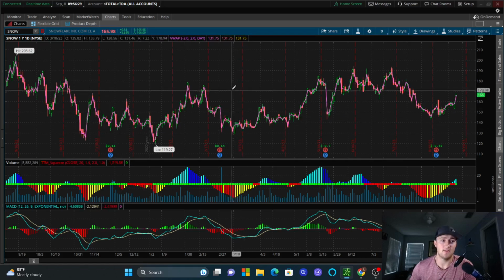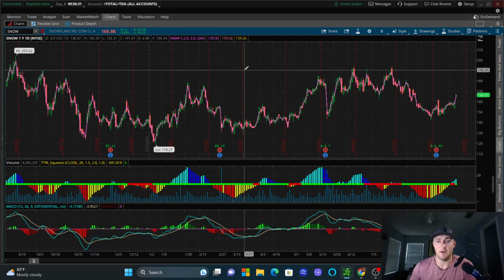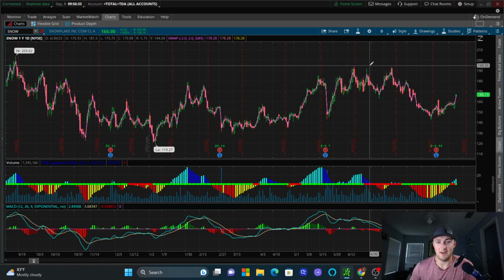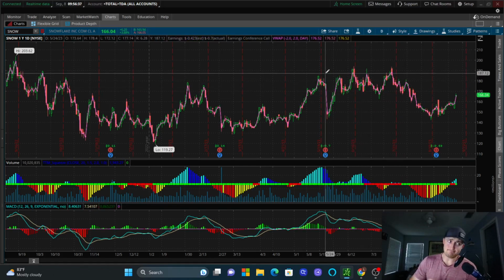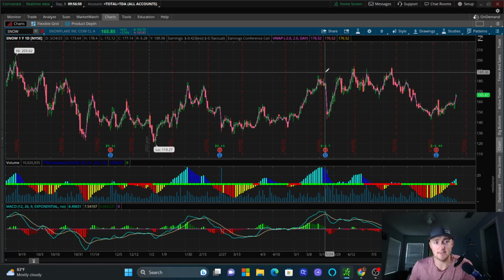Now it also works for the other side. You see this 190 level up here. It popped right here, pulled back down, popped, pulled back down, popped, pulled back down. So basically, it tells you where the price of the stock has a tough time breaking through a level. We can utilize this as target points and entry points for trading stocks.